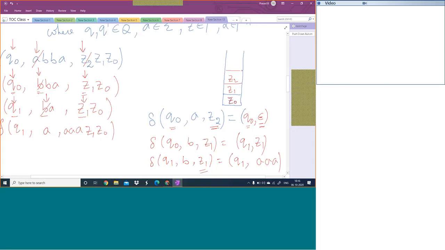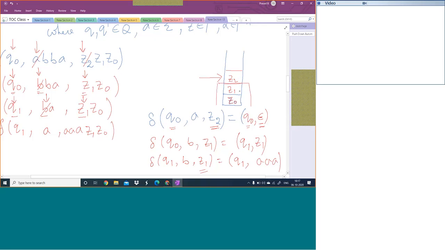Z2 is the top symbol. So in this transaction, the machine takes Z2 because Z2 is the top symbol. Now Z2 can be deleted or replaced, or we can add one or more symbols, whatever we can do. But you cannot touch any of the symbols which are below Z2.